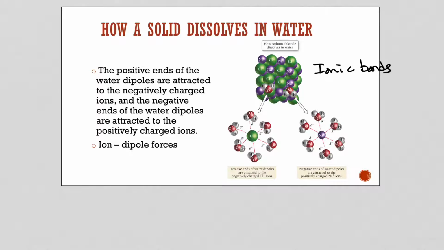Now, these ionic bonds are relatively strong, right? They don't break down very easily. We even talked about in the last chapter that an ionic solid like sodium chloride has a very high melting point, 800-900 degrees, because the sodium and chloride bonds are so strong, and it takes a lot of energy to break them. But we also see that something like sodium chloride very easily dissolves in water.